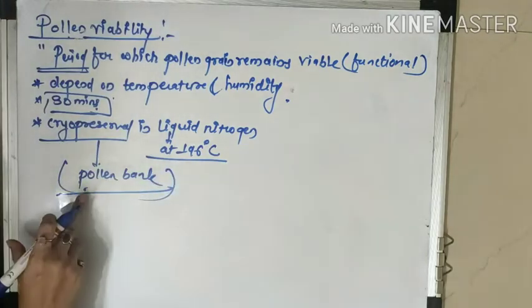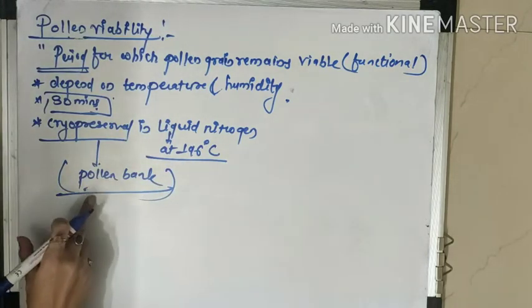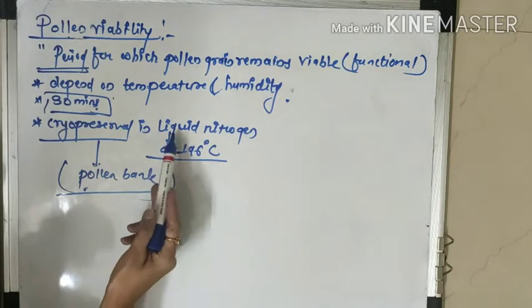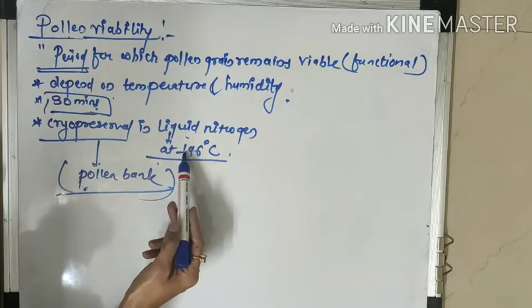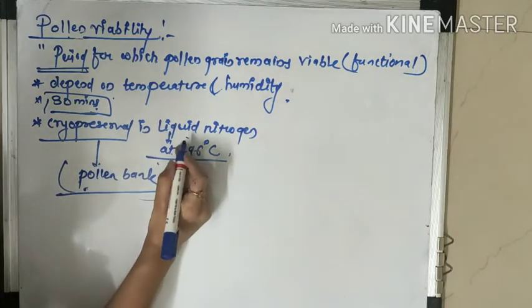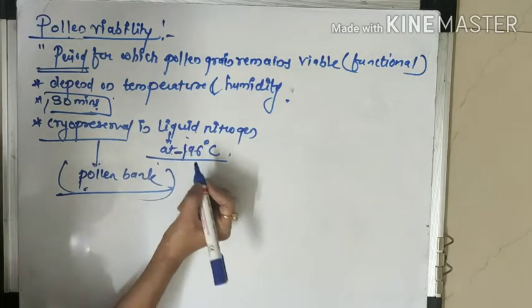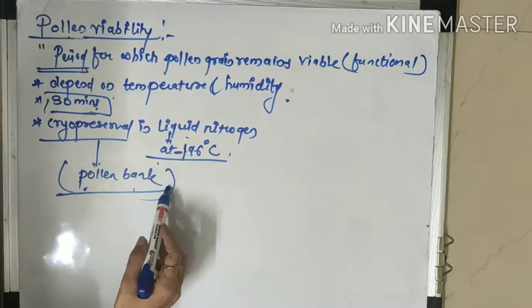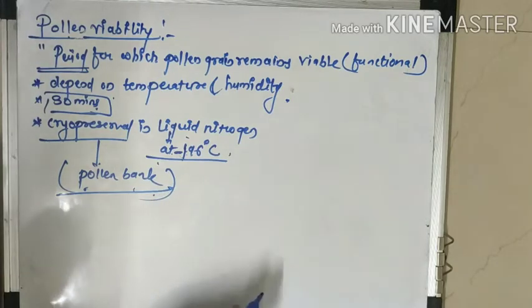Understood? So what do you mean by pollen bank? This pollen grain can be cryopreserved in one solution with chemical, that is called liquid nitrogen, at the temperature of minus 196 degrees Celsius. Okay, so these pollen grains are used as a pollen bank.